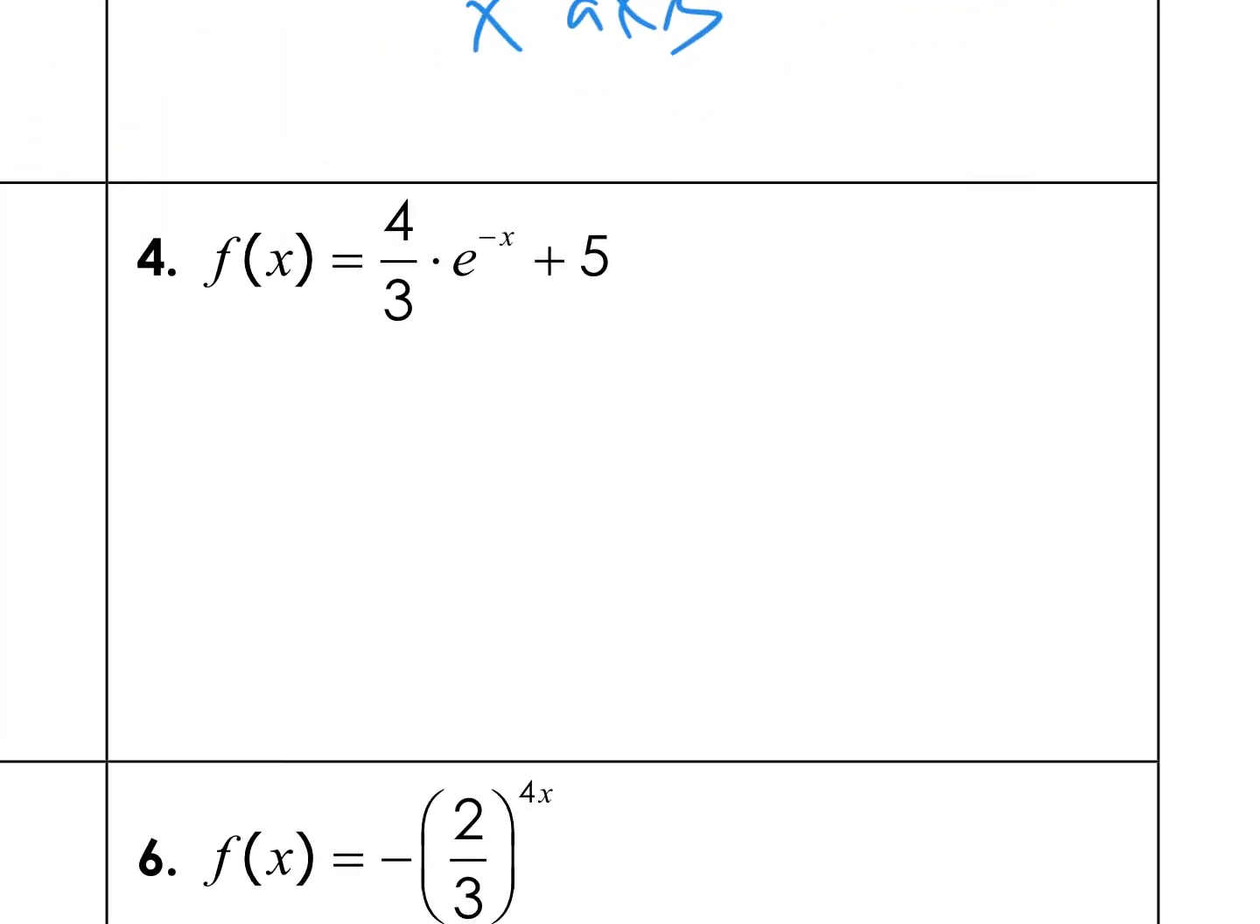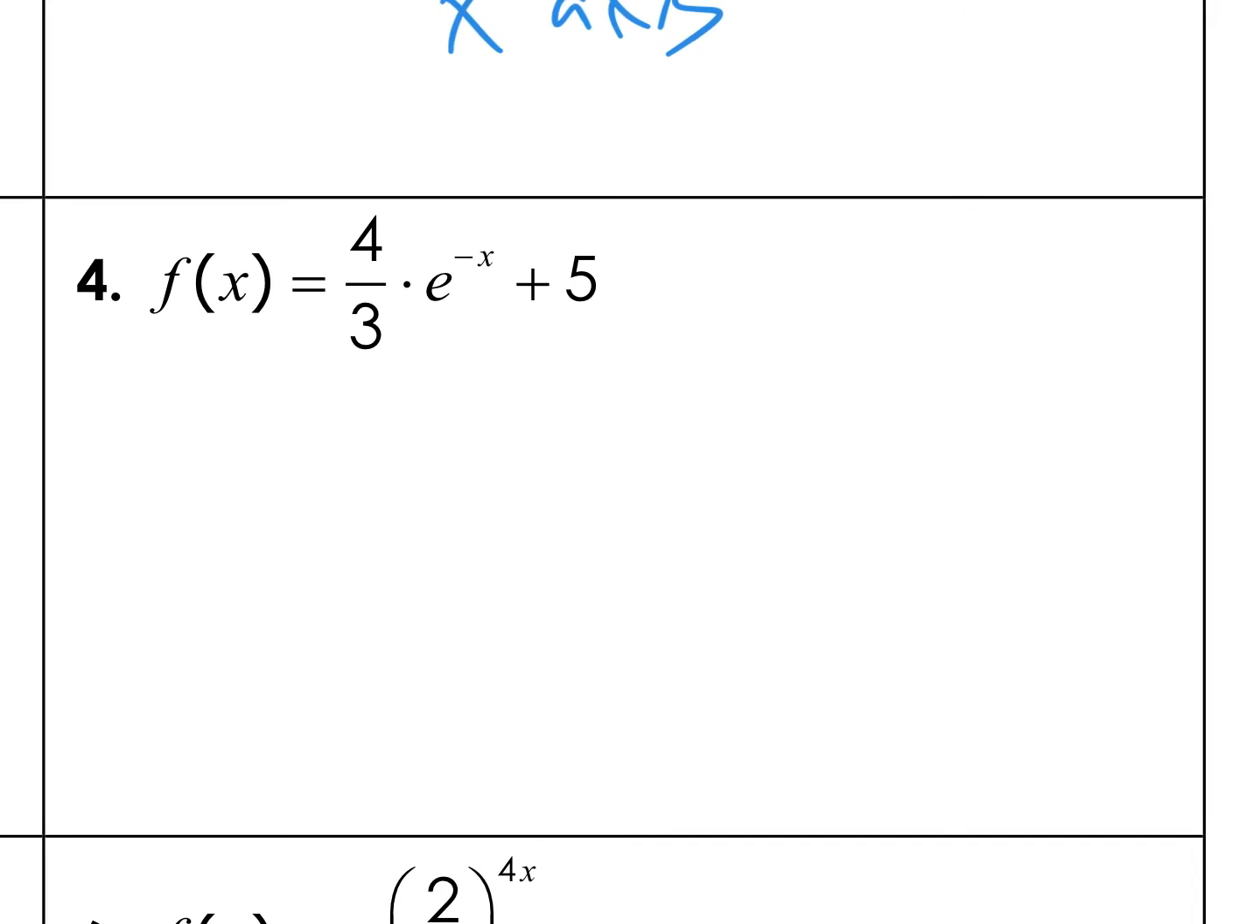All right, what transformations are going on here? Okay, E is an irrational number bigger than 1, so it's going to be a growth.